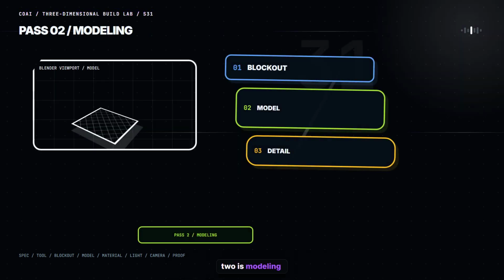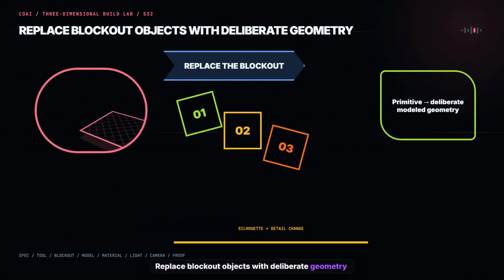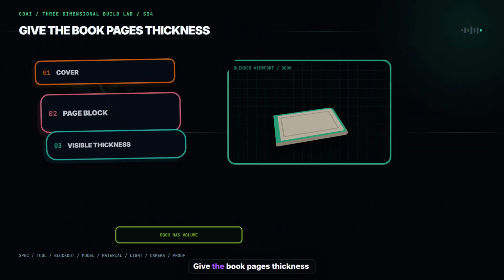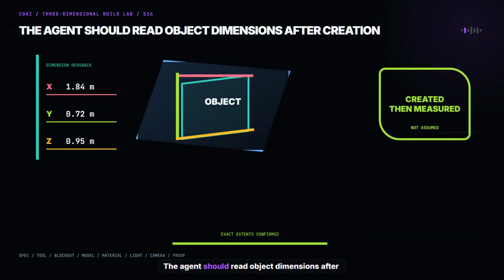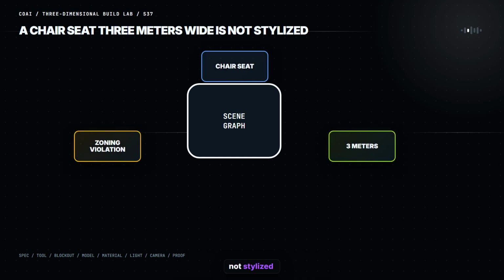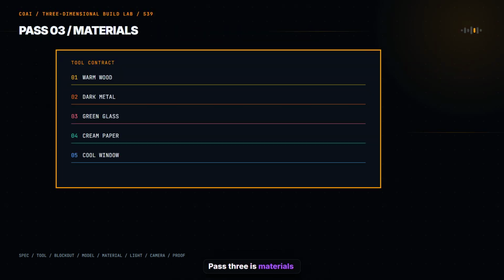Pass 2 is modeling. Replace blockout objects with deliberate geometry. Bevel hard edges. Give the book pages thickness. Add a lampshade with plausible proportions. The agent should read object dimensions after creation. A chair seat 3 meters wide is not stylized. It is zoning.